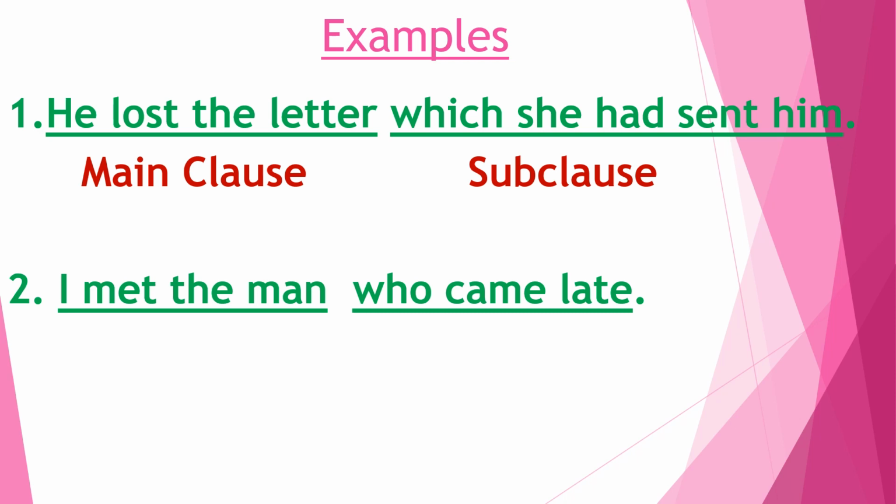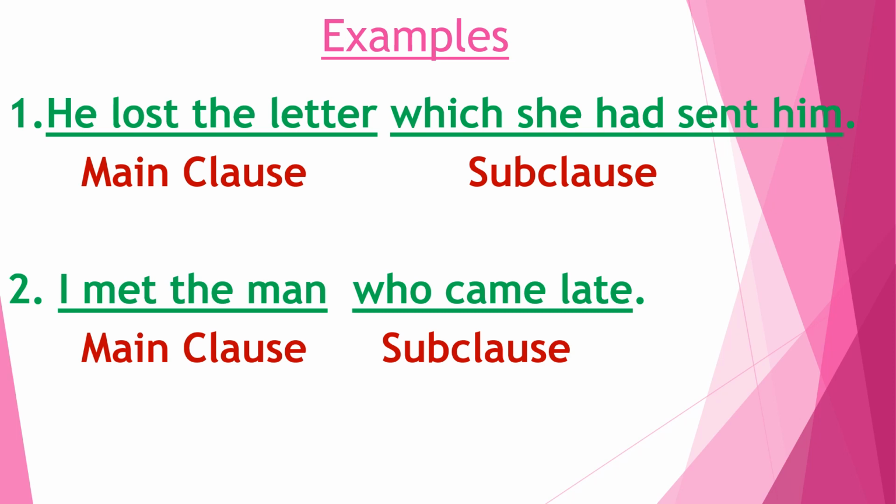Now see the next example. I met the man who came late. Similarly, I met the man is the main clause. Here, I is the subject, met is the verb, and the man is the other part. I met the man completes the sentence, and it can be a separate sentence. That's why it is a main clause.